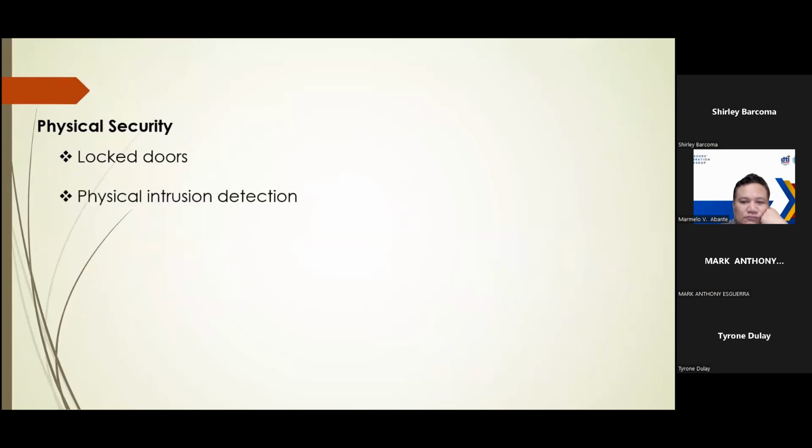Next is physical intrusion detection. High-value information assets should be monitored through the use of security cameras and other means to detect unauthorized access to the physical location where they exist. Next is secured equipment. Devices should be locked down to prevent them from being stolen.